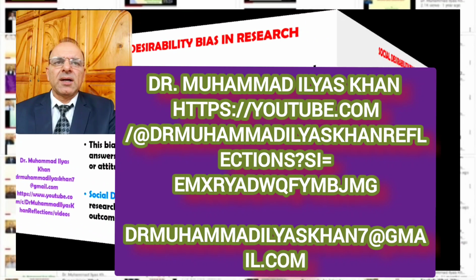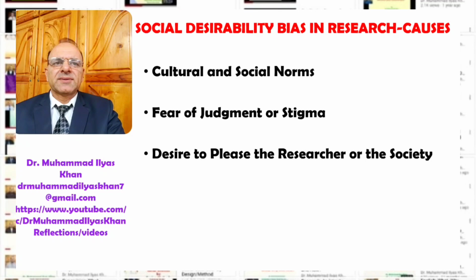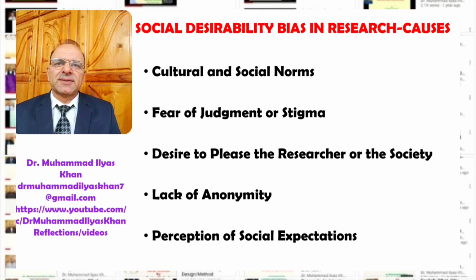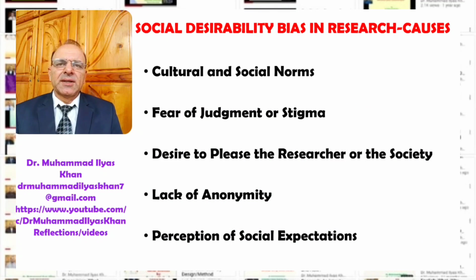So now, what are the causes of the social desirability bias in research? There are several causes that lead to social desirability bias in research. One of them is cultural and social norms. As we know, researchers conduct research in particular societies and in particular cultures. And so people who are participants in the research can come up with answers to the questions that are in line with the cultural or social norms rather than representing the true reality.